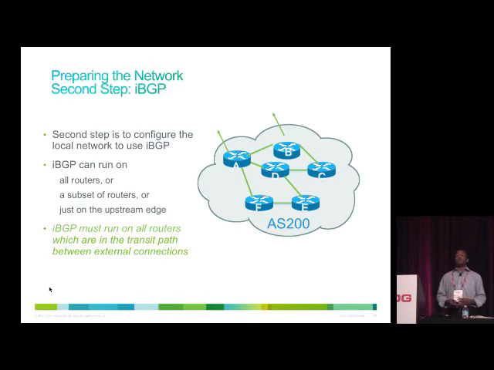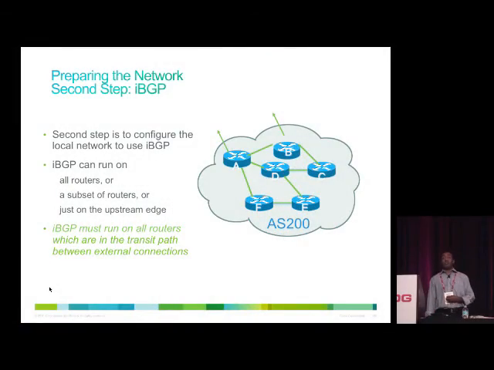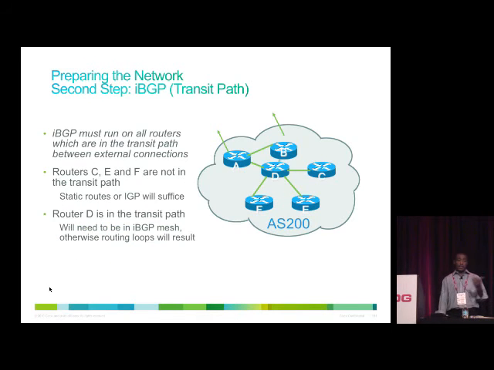The second step is to establish the iBGP session, the iBGP peering, before you even establish eBGP with other service providers. You can run iBGP on all your routers. You can run iBGP on a subset of the routers. It's possible that some of your routers may not support BGP, but the core of your network has to have BGP. So we'll see each scenario later on.